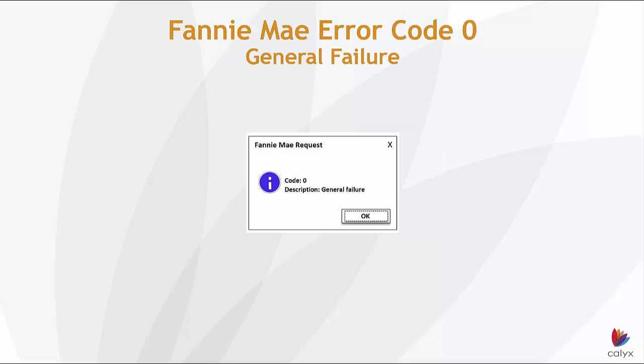Our first real Fannie Mae error code is this error code 0, and the description is a general failure here. So general failure is a broad error result. It doesn't really tell you what is missing. So we've got some recommendations for what you can fill in the file to get that corrected to see if those were the issues that Fannie Mae was having.